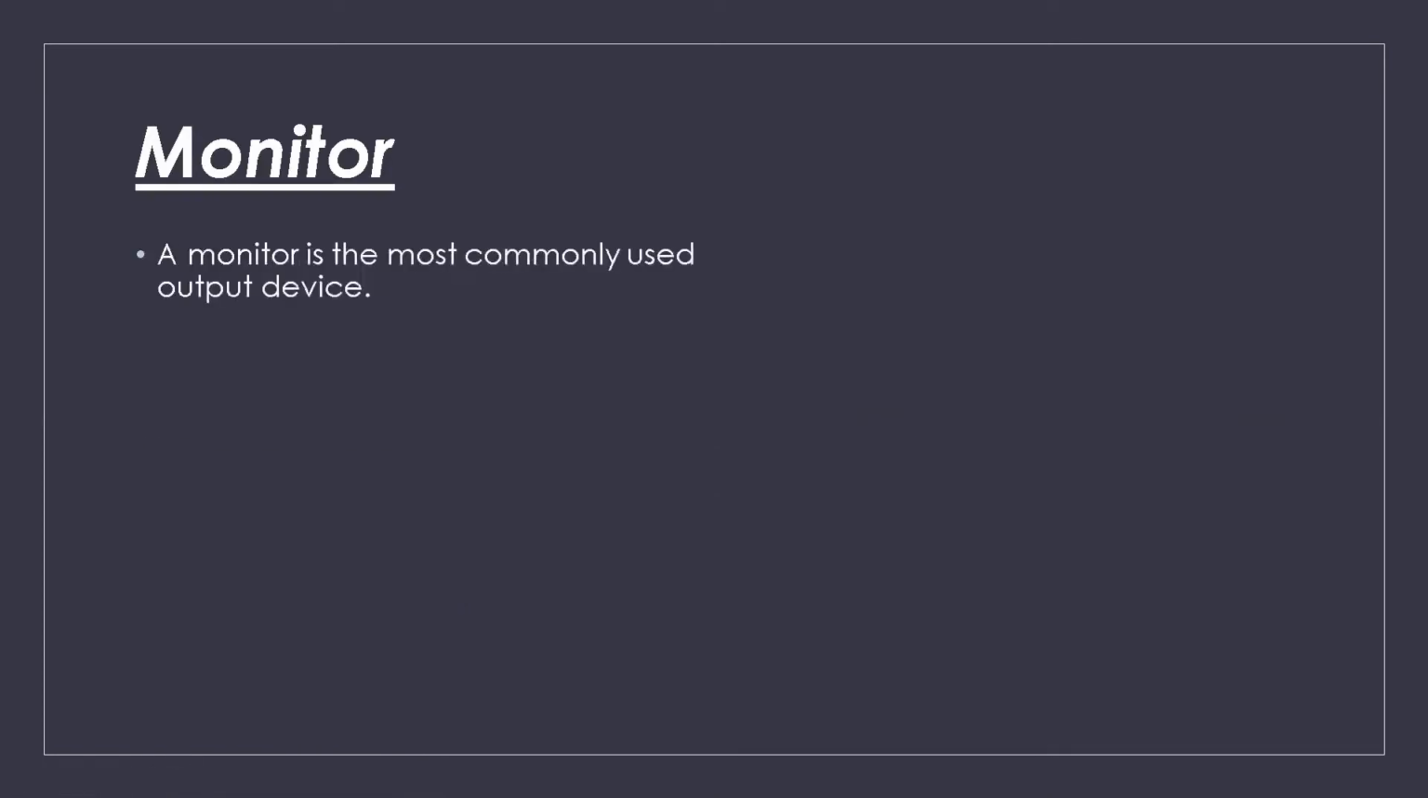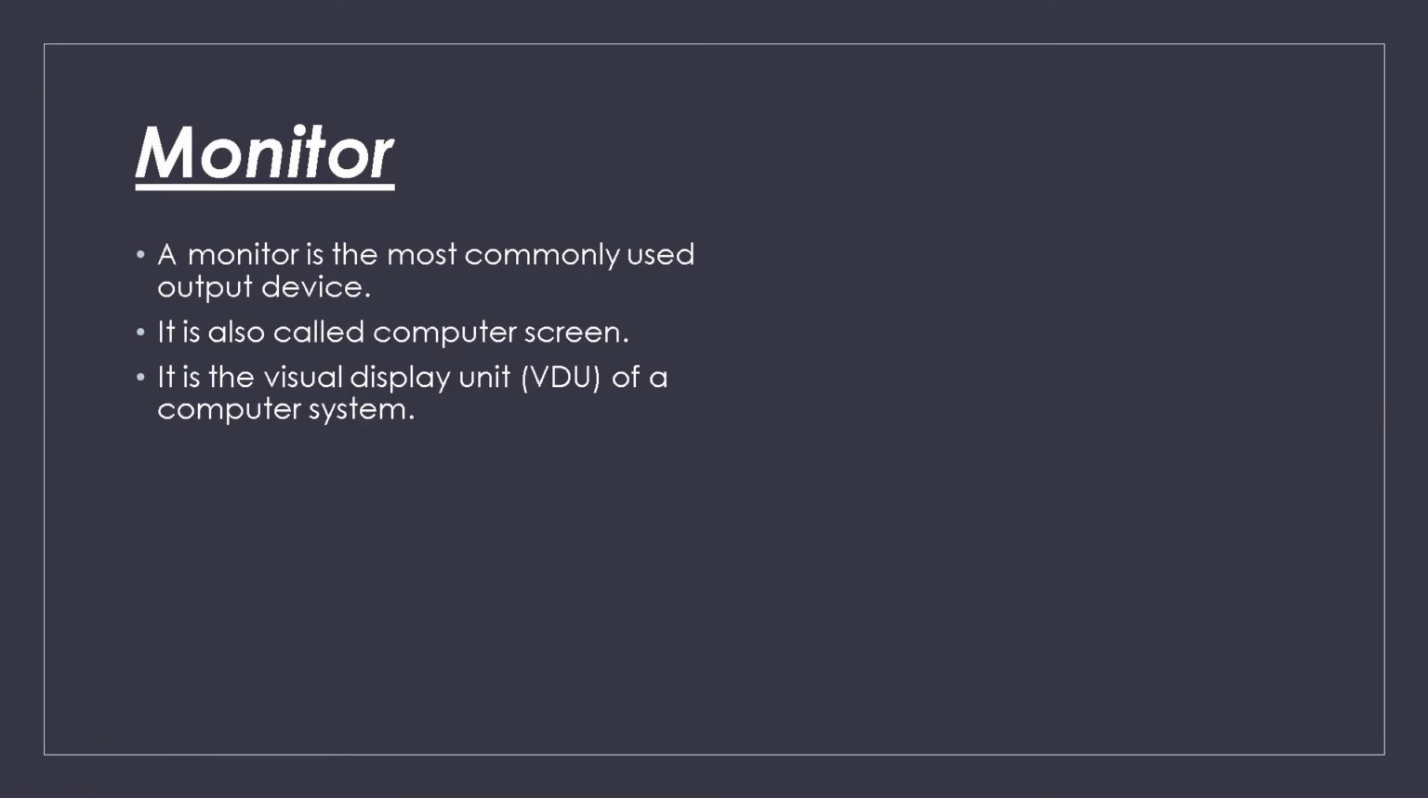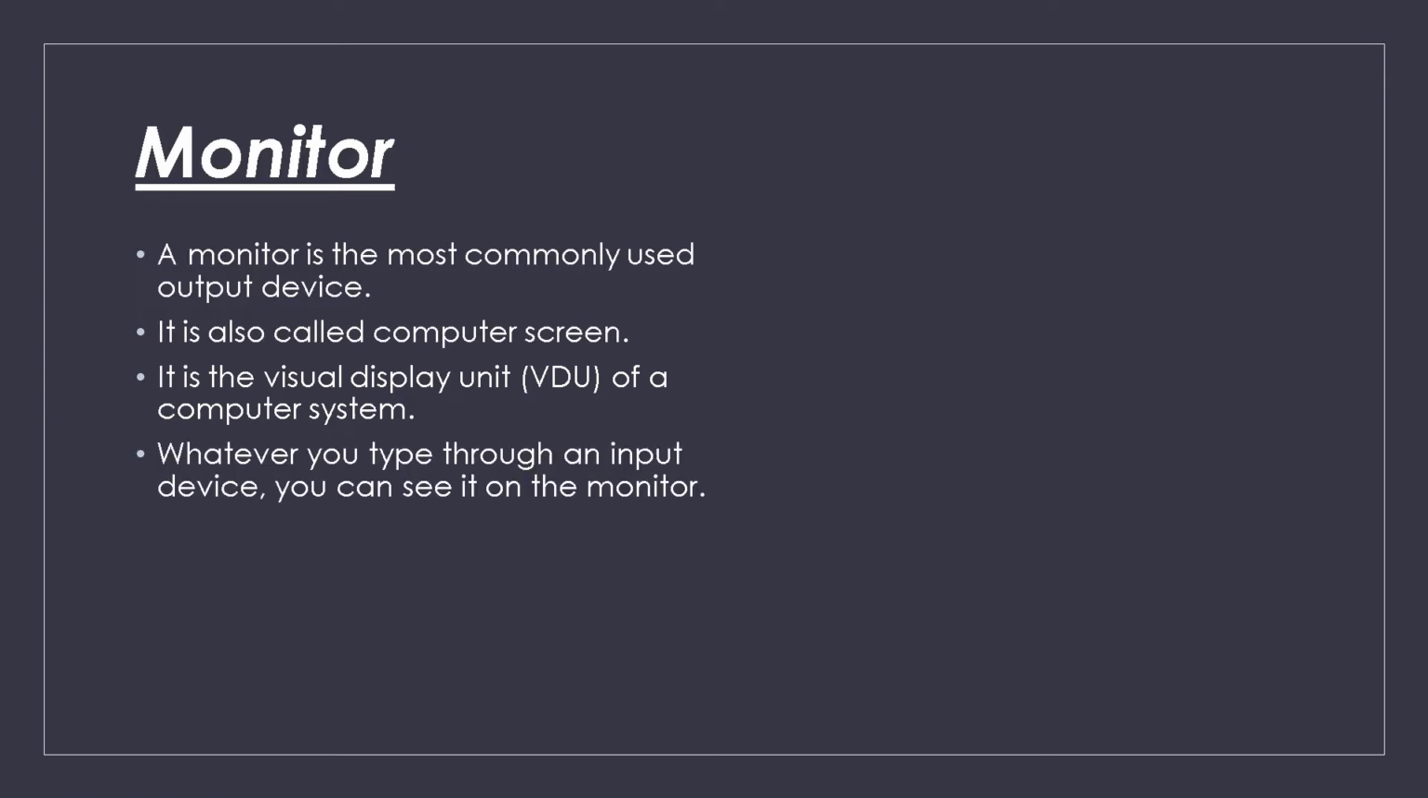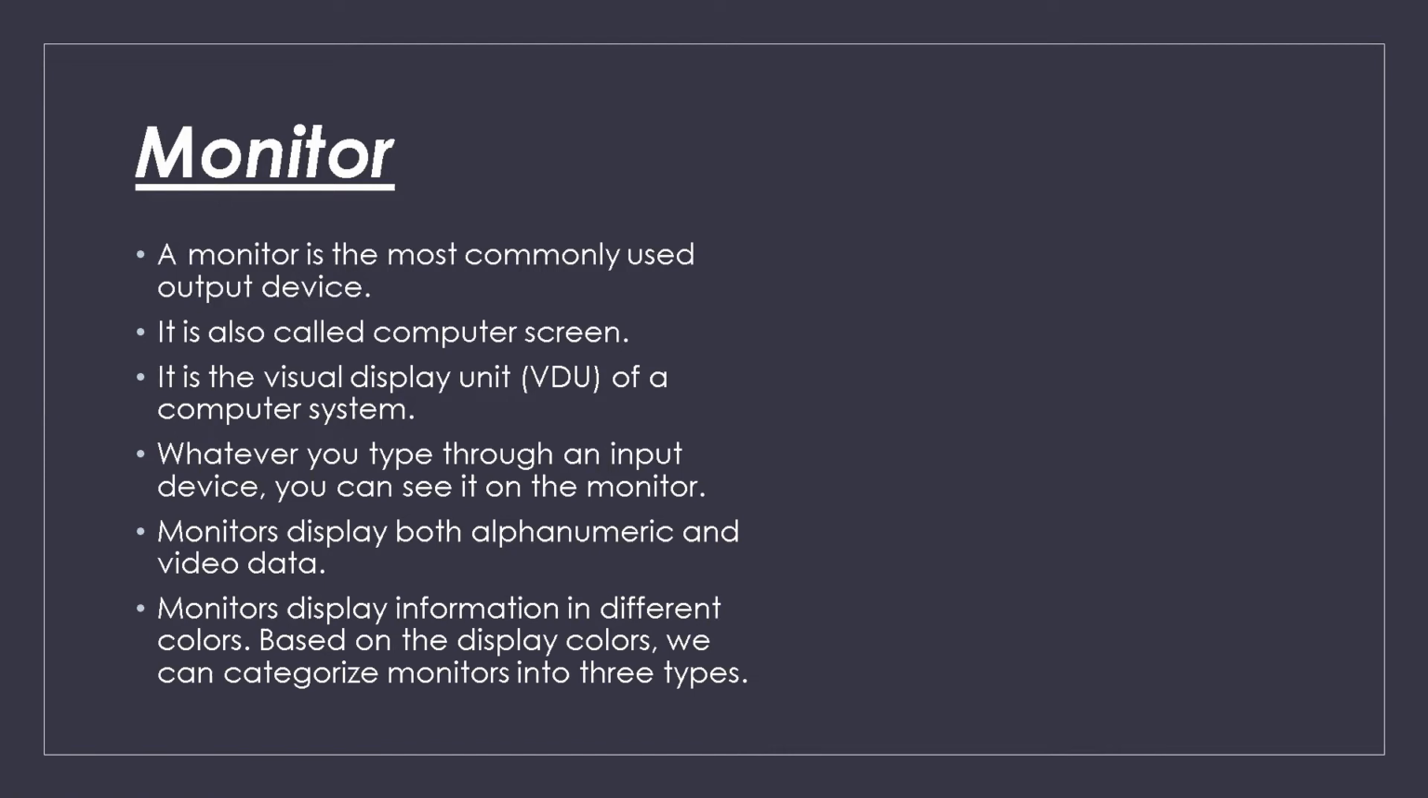Firstly, we'll discuss monitors. A monitor is the most commonly used output device. It is also called a computer screen. It is a visual display unit of a computer system. Whatever you type through an input device, you can see it on the monitor. Yes or no? Monitors display both alphanumeric and video data.